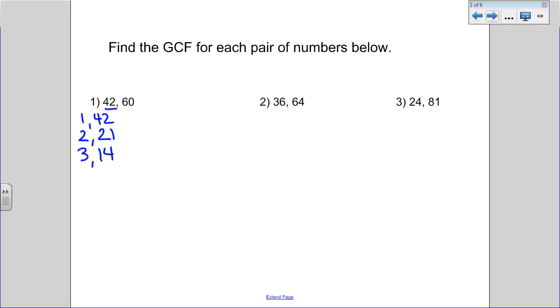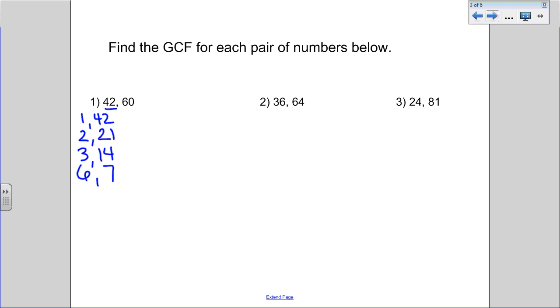No, because what doesn't it end with? 0 or 5. Those are the only things we do with 5. Does 6 go in there? Yeah, 6 goes in there 7 times. And guess what, ladies and gentlemen? I'm done. I've found all my factors.